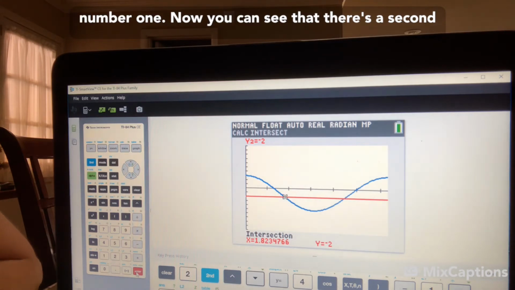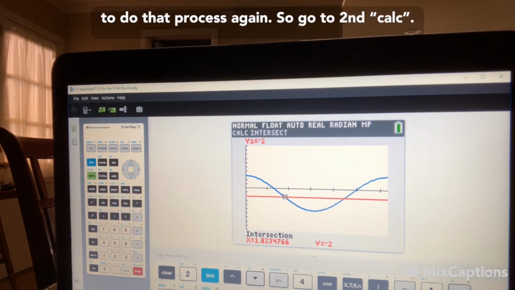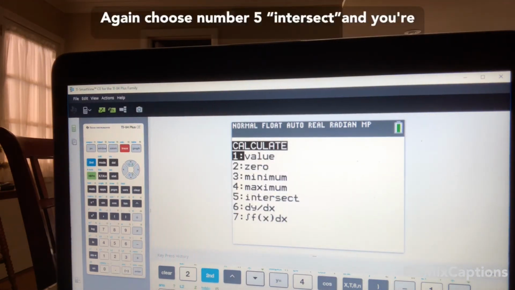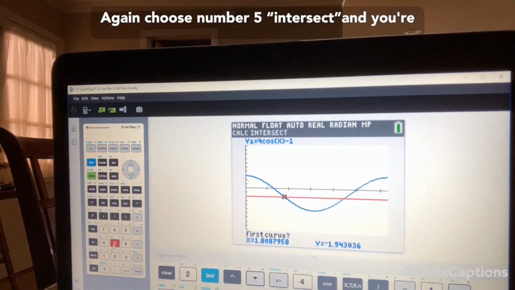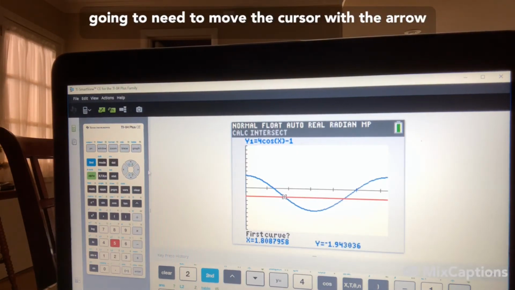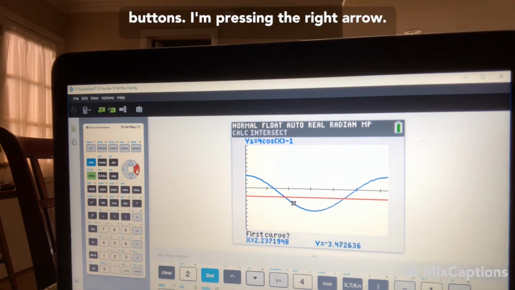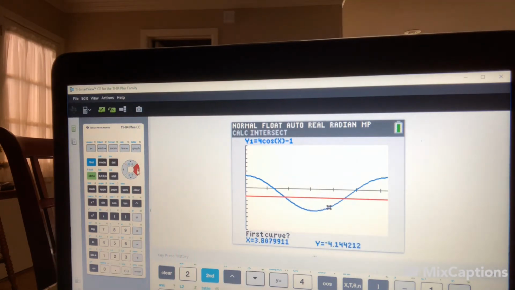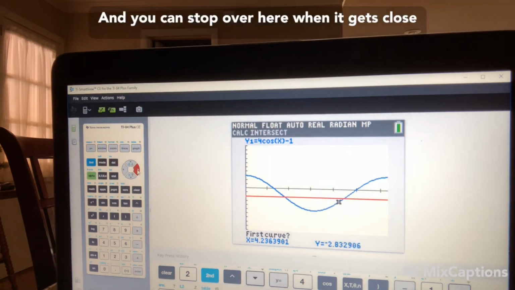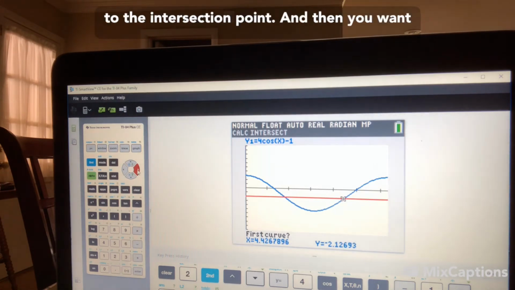Now you can see that there's a second intersection point, so you're going to have to do that process again. So go to second, calc, again choose number 5, intersect. And you're going to need to move the cursor with the arrow buttons. Now I'm pressing the right arrow. And you can stop over here when it gets close to the intersection point.